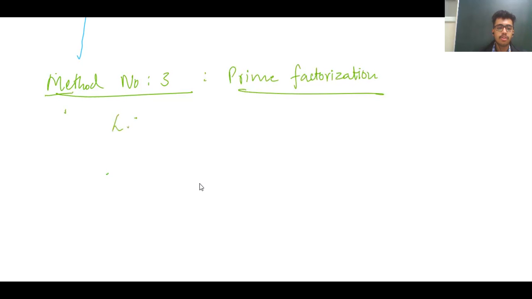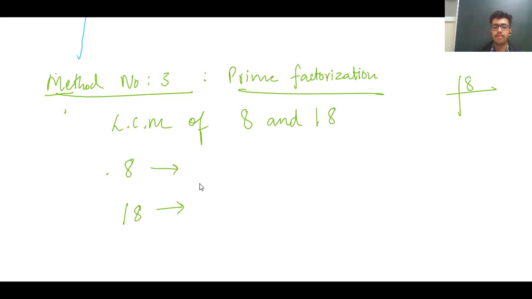Okay, find the LCM of, let's say, 8 and 18. So first I'm going to find the prime factorization of both the numbers. I know that 8 is 2 into 2 into 2. Or if you don't know how to do that, just do the prime factorization separately: 2, 4, again 2, 1. So instead of writing 2 into 2 into 2, I can just write it as 2 to the power 3. That is 2 multiplied 3 times.